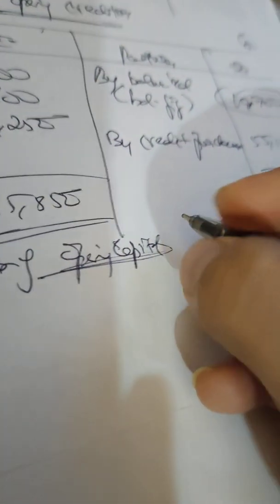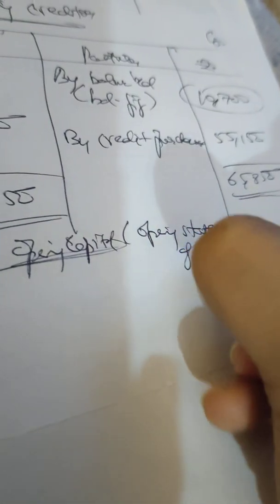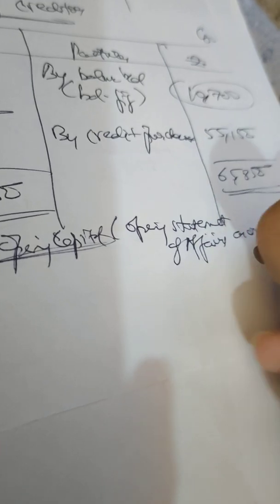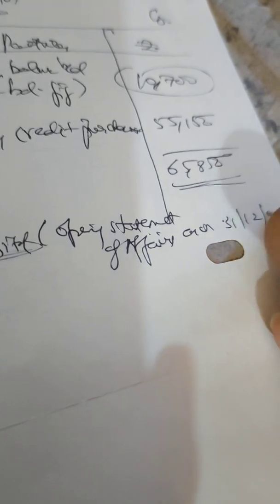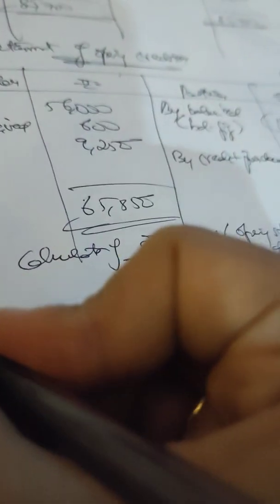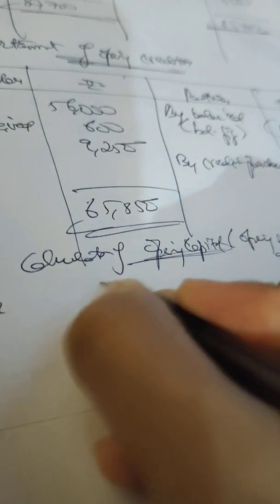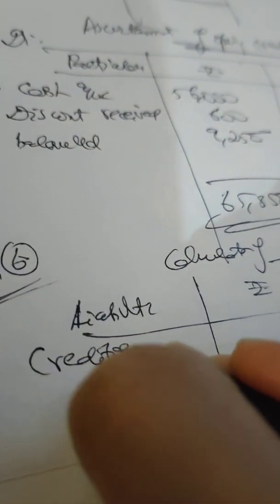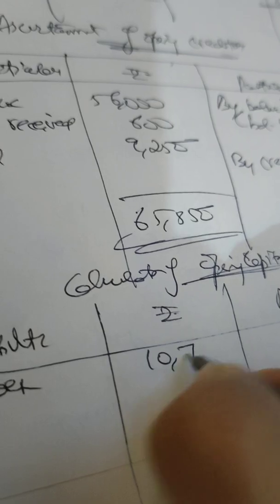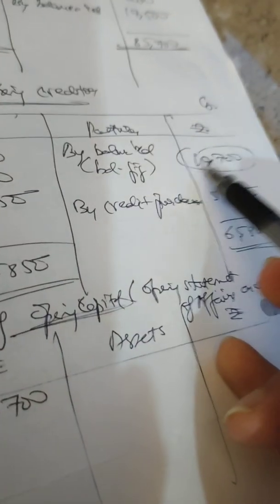And how is it done? We prepare the opening statement of affairs as on 31/12/18. So just write that. Now we have to write liabilities, rupees, then assets, rupees. So just write the details. Then let's start with the liabilities. We have creditors, opening value 10,700, which we have already found here, isn't it?